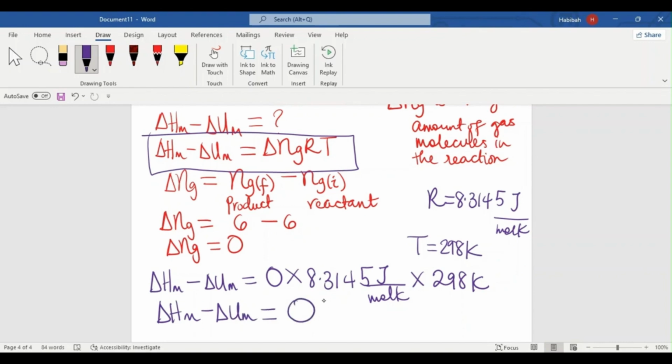Of course, this is just what this question is giving us. In another question, you might actually have a value that is not 0, or you might have a negative value. So you can either have a positive value, a negative value, or a 0 value, depending on how the equation goes. Some equations will give you a different value for the change in H minus the change in U.